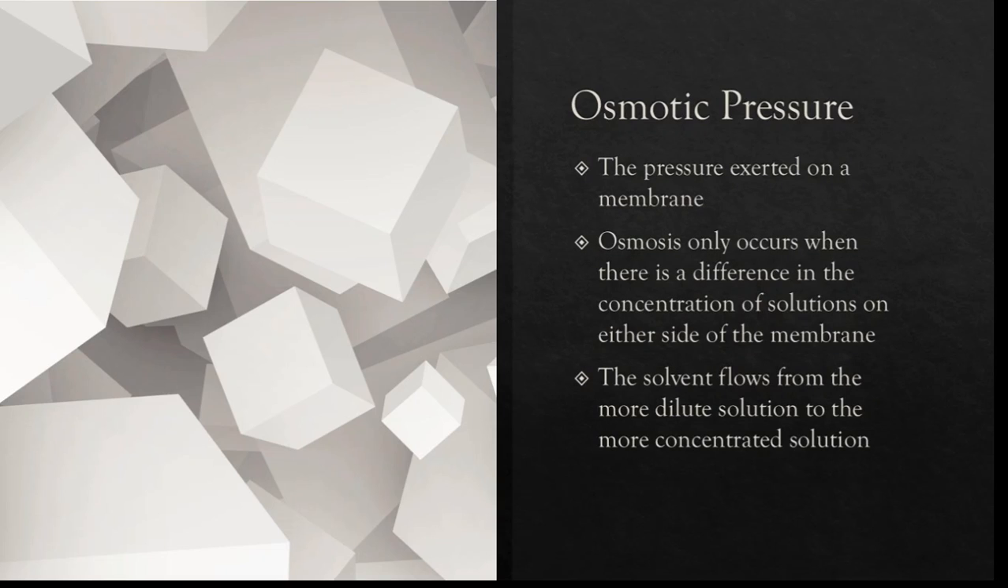Osmotic pressure is the pressure exerted on that membrane. It only occurs when there's a difference in concentrations of the solutions on either side. The solvent goes from the more dilute solution to the more concentrated solution. So if you have a membrane with very dilute salt water on one side and a very concentrated solution of salt water on the other side, the water is going to flow from the more dilute side to the more concentrated side.